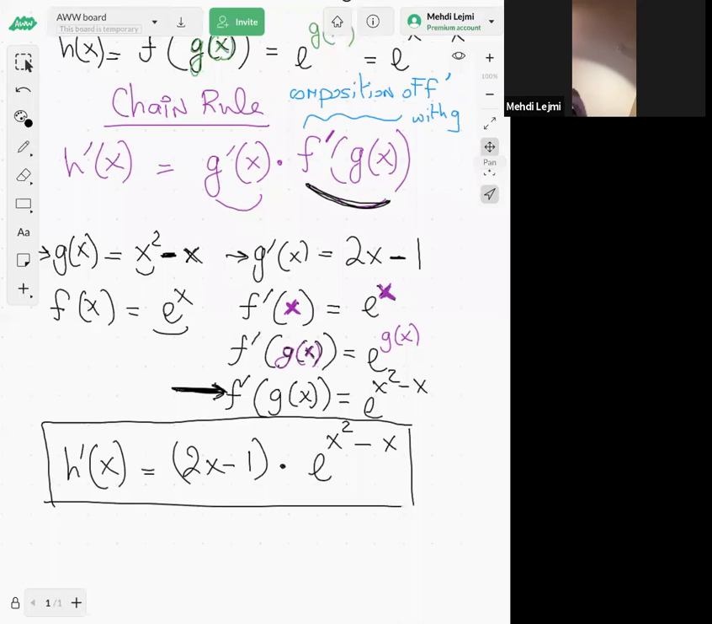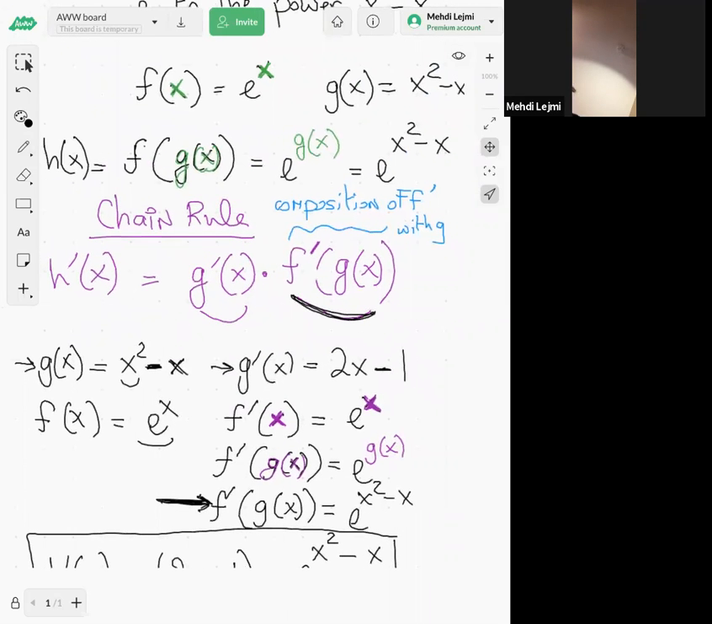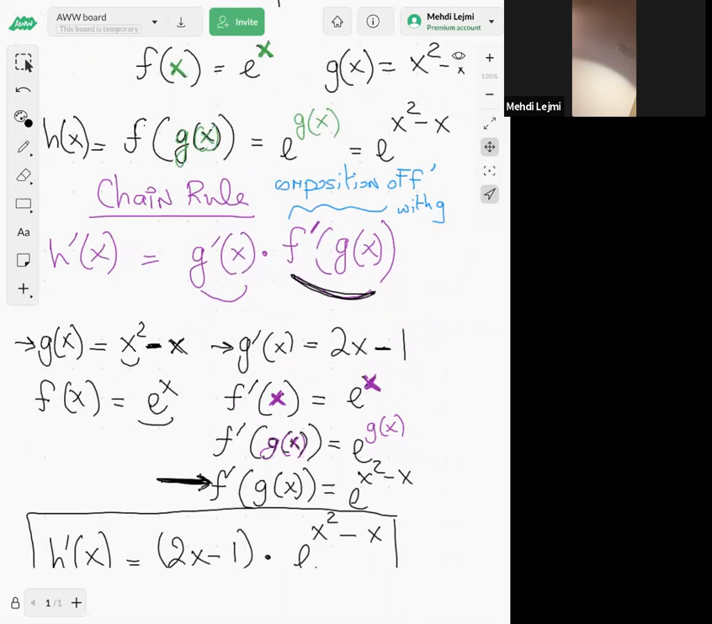So whenever I have e to some function, I mean, if it was just e to the x, you see guys here, if you have just e to the x, then yes, derivative of e to the x, it's just e to the x, same. The derivative is the same as the function f. But this is not e to the x. This is e to the x squared minus x. So this is e to some function, right?